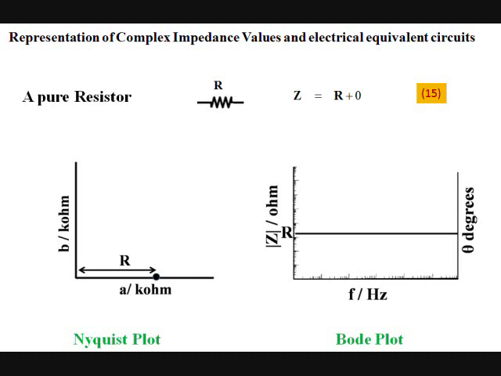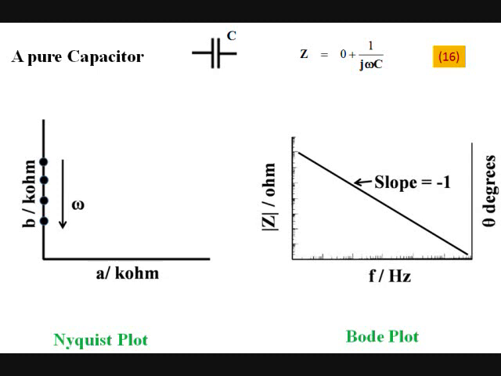For a pure capacitor, the impedance equation has only the capacitive part. On the Nyquist plot, it is a vertical line at A equal to 0, shown by dots, indicating that the resistive component A is 0 and that the reactive component B is inversely related to frequency f. On a Bode plot, it is a straight line of slope -1 on a log R Bode diagram, which indicates the modulus R is inversely related to f and the value of theta is -90 degrees at all frequencies.